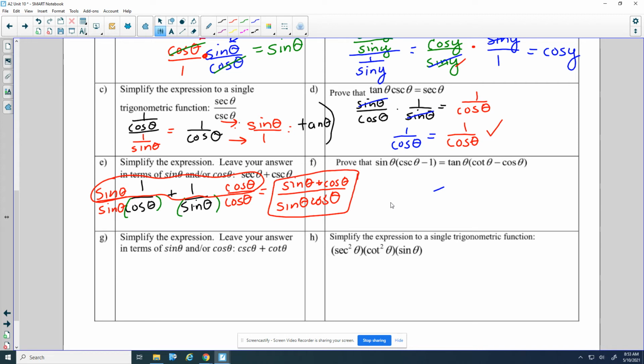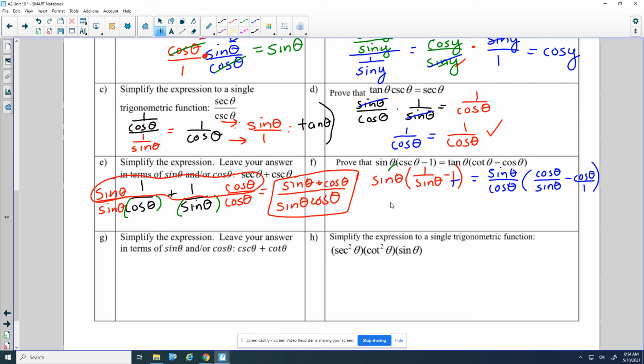So here's another proof problem. I have sine theta times cosecant theta minus 1 equals tangent theta times cotangent theta minus cosine theta. So here, I'm going to rewrite cosecant theta as 1 over sine theta so that I'm ready for my multiplication step next. And then I'm going to use my quotient identities for tangent and cotangent, and I'll move on from there. So sine theta over cosine theta times cosine theta over sine theta minus cosine theta, and we'll put this over 1. I'm also going to put this over 1.